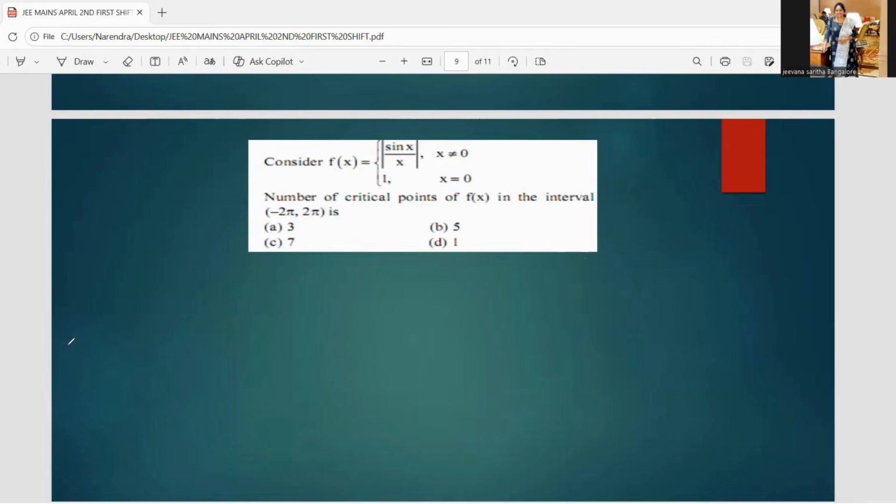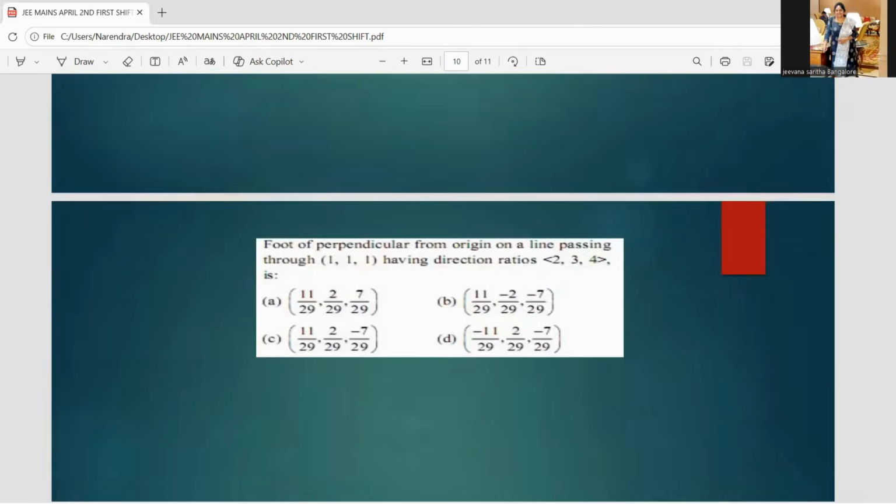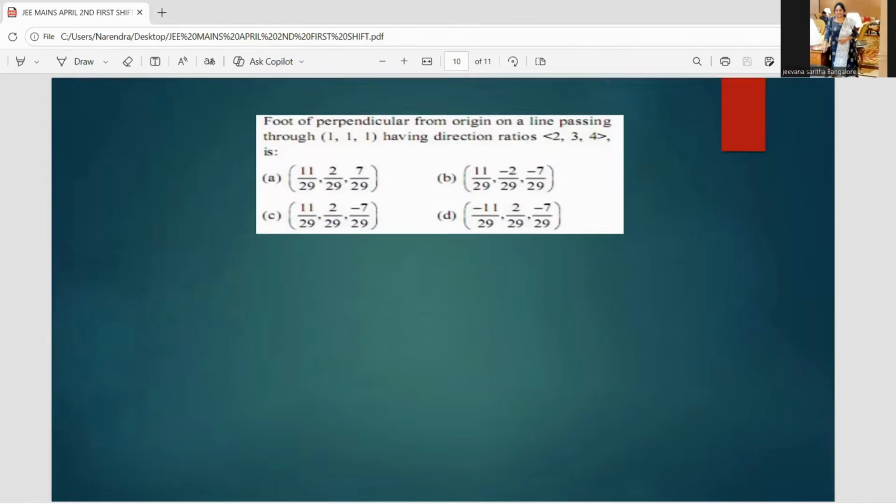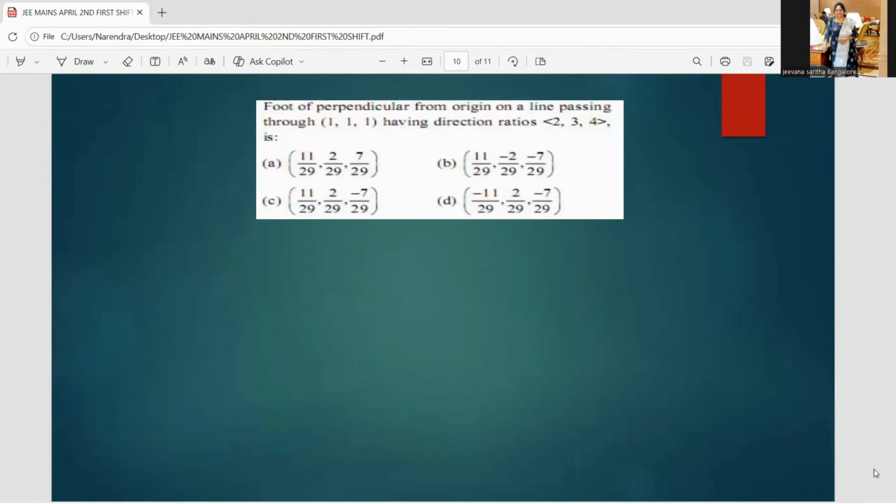Let's see the next one. This is a question where we can actually do it with a different method rather than solving it directly. Basically, we are required to find the perpendicular foot of the perpendicular from a point onto the line. The line is passing through 1, 1, 1, having direction ratios 2, 3, 4. So we can easily write down the equation of the line.